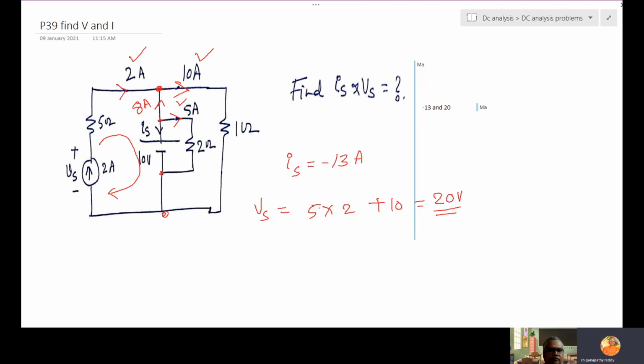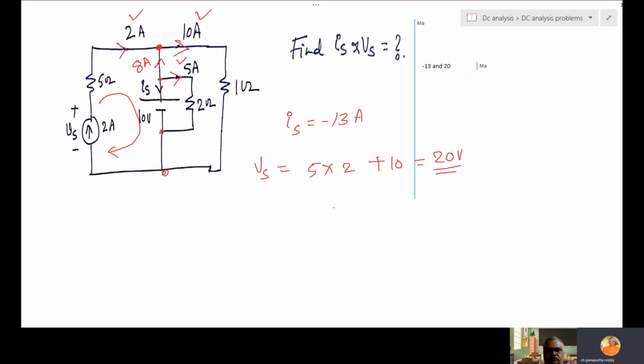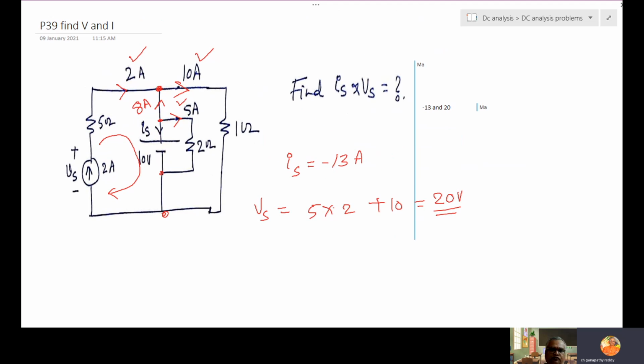So these are all how to find voltage and current. All these problems are based on how to find voltage and current, low level problems, basic problems, simple problems, but we can do silly mistakes.